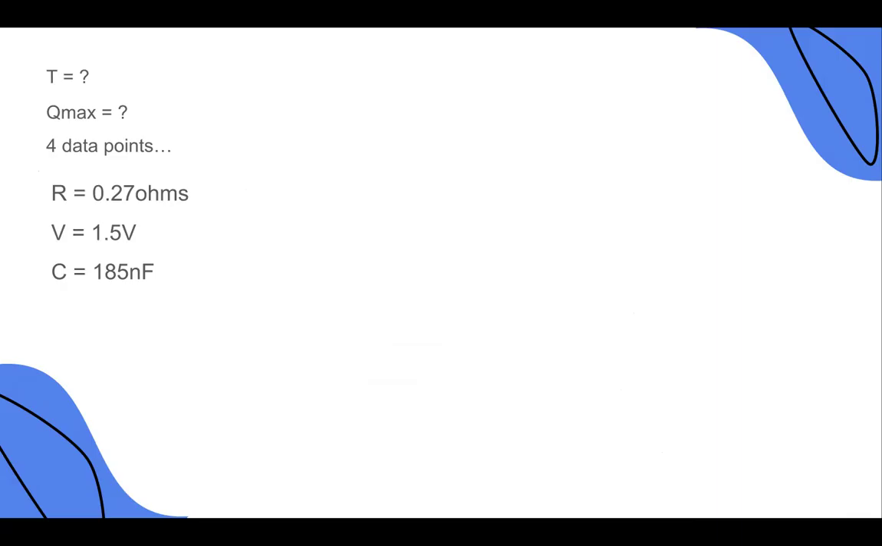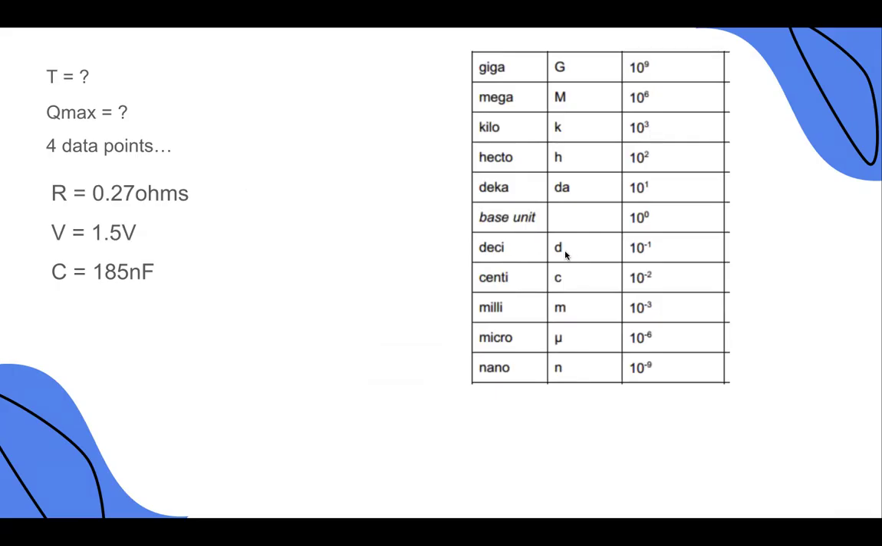Not quite 10 to the negative 6, no. That's micro. Micro and nano are often confused together. So when you see an N, it'll be nano. Looking at this table here, micro is the mu sign, 10 to the negative 6, and nano is the N sign, so 10 to the negative 9. Cool. So remember, it's a unit conversion, converting it into standard form: 185 times 10 to the negative 9, because we want it in farads and not nanofarads.